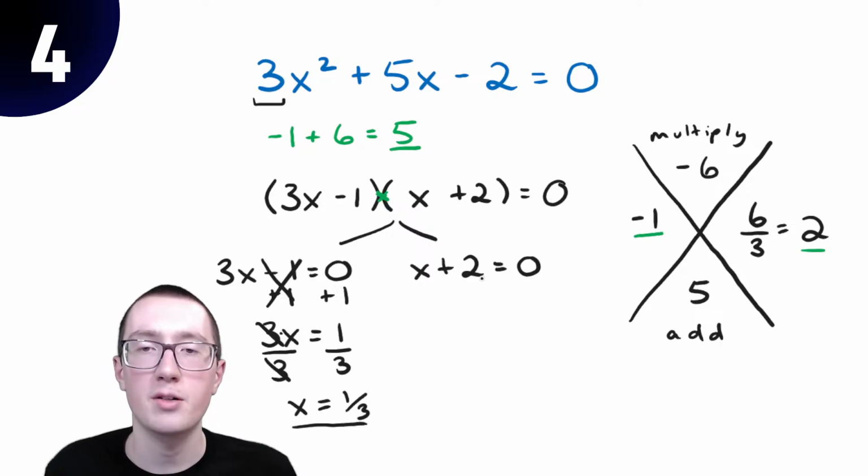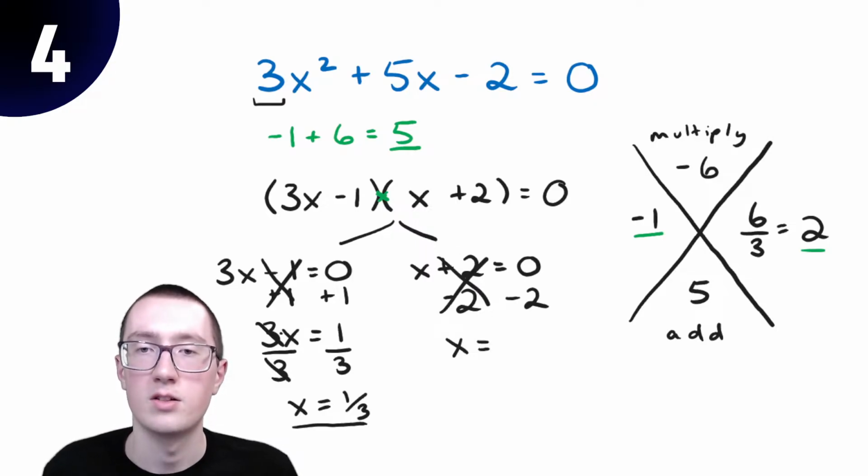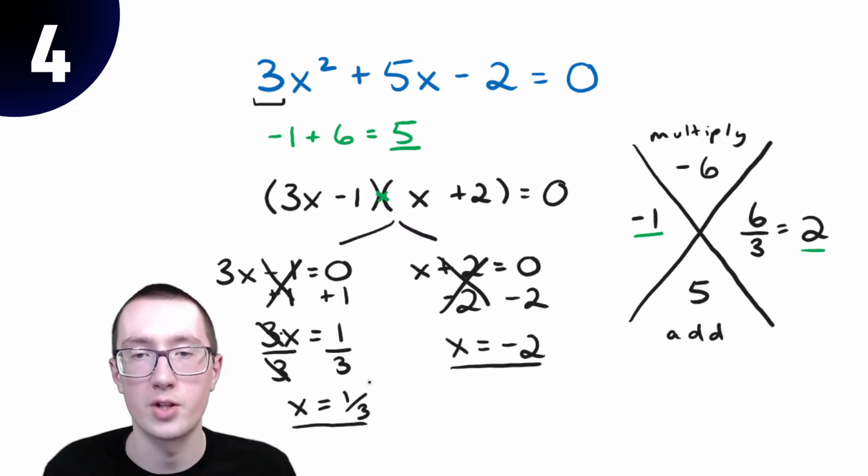Now let's go over here. This is a little bit easier because it's only one step. We have a plus 2. We'll do the opposite of plus 2, which is minus 2. So we'll subtract 2 from both sides. So these cancel out, and on the left side, we just have x. And on the right side, we have 0 minus 2. This 0 is not doing anything, so it's just minus 2. And this is our second answer. So these are our two answers, 1/3 and minus 2.